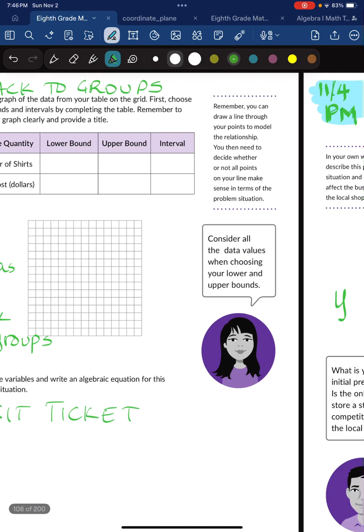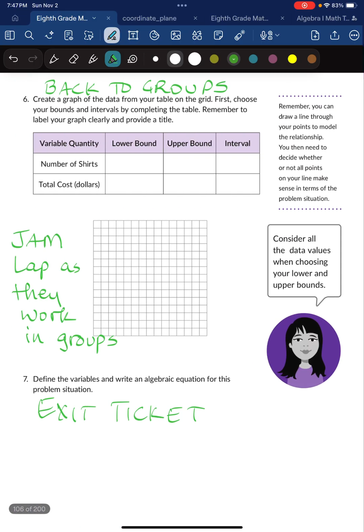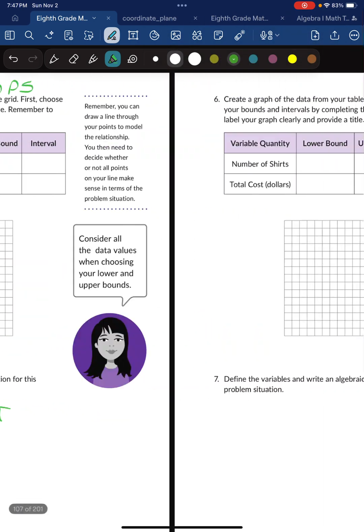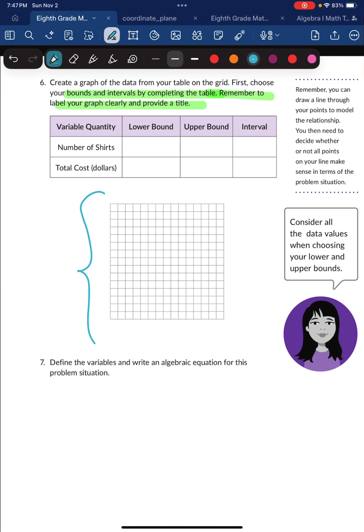Okay, so we're almost done with this activity. The video will stop when we get to activity 2. This is activity 1. So let me make a copy of this page and let's go over it. Create a graph of the data from your table on the grid. First, choose your bounds and intervals by completing the table. Remember to label your graph clearly and provide a title. So now we're going to use this coordinate plane right here to graph that.